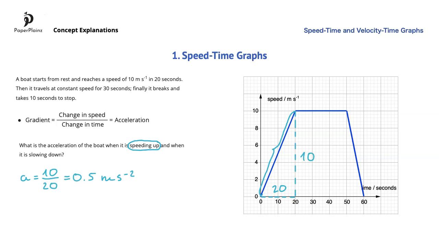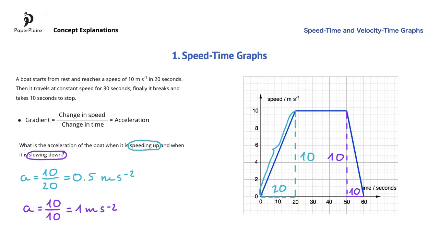When the boat is slowing down, the change in speed is also 10 meters per second, while the change in time here is 10 seconds. So the acceleration when the boat is slowing down is 10 over 10, so 1 meters per second squared. Remember that acceleration is a vector, so this 1 meters per second squared is the magnitude of the acceleration.